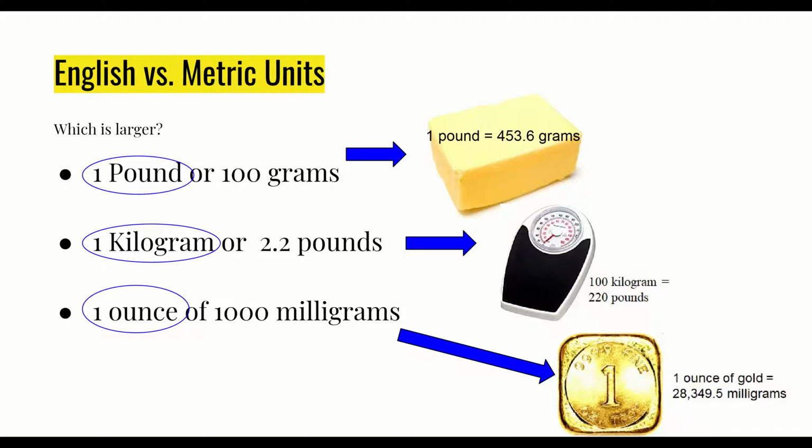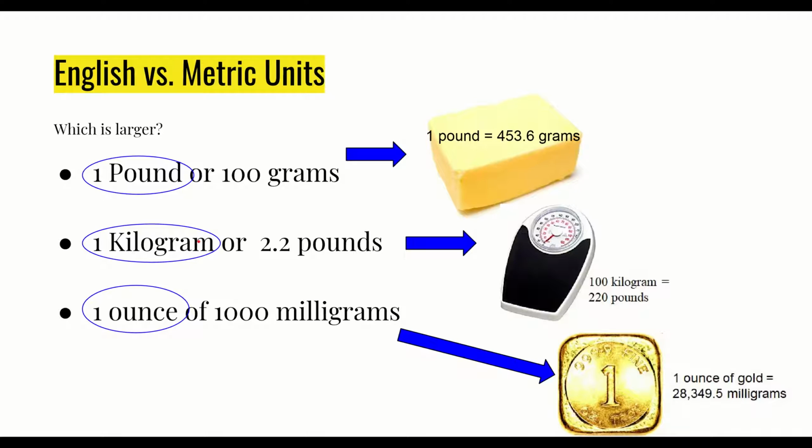So if we reveal what those answers are, we should find that 1 pound is greater than 100 grams, so we circle 1 pound, and actually we find that 1 pound is going to be 453.6 grams. So 1 pound is considerably more than a gram, and that's why we typically are going to be using kilogram as our SI unit, which we'll talk about in a little bit.